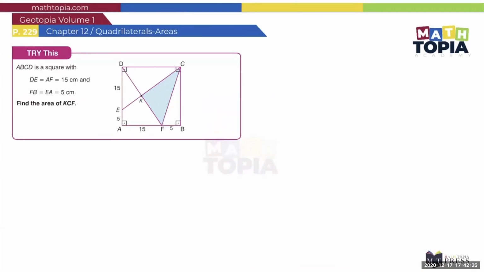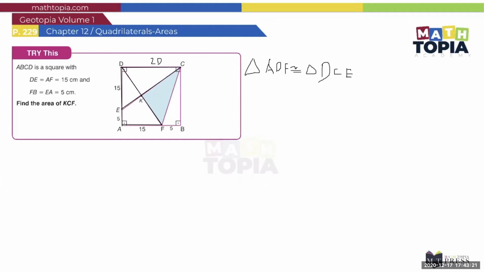Chapter 12, another side problem, page 229. The nice thing about this problem is that we have these two triangles. We have this triangle over here, triangle ADF, and then since it's a square, this is 20, so we have this congruent triangle, DCE. So ADF is congruent to DCE.